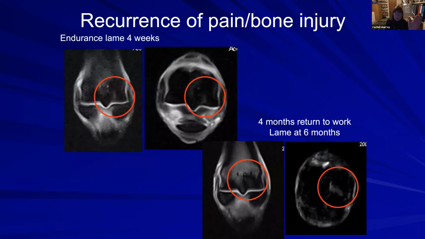This is a different horse, which is an endurance horse, lame for 4 weeks, and we can see we have got a parasagittal groove bone injury here. This horse did not have a re-MRI, and at 4 months was returned to work. We can see at 6 months it was MRI'd, and we've got a more severe bone injury than we had the first time round. So generally we would have much preferred to have re-MRI'd this horse at 4 months and made a decision about whether it was appropriate to put it back into higher intensity training at that point.